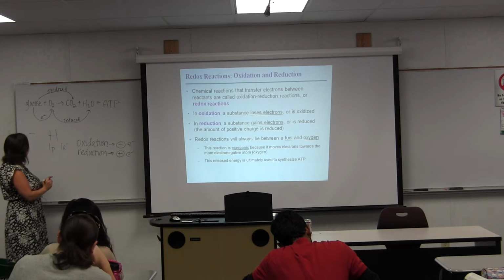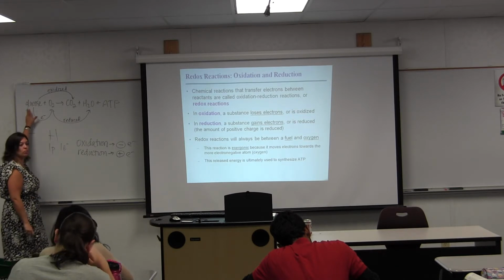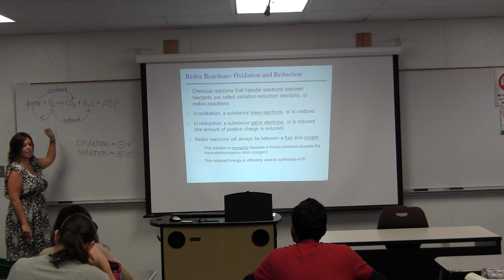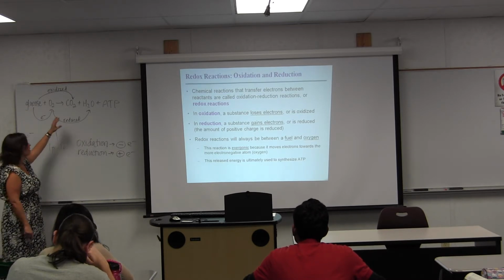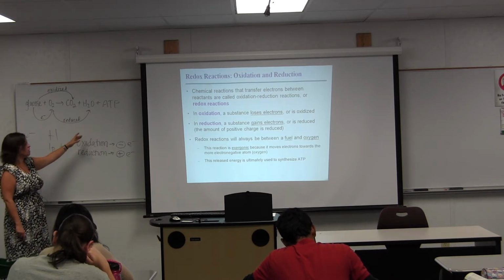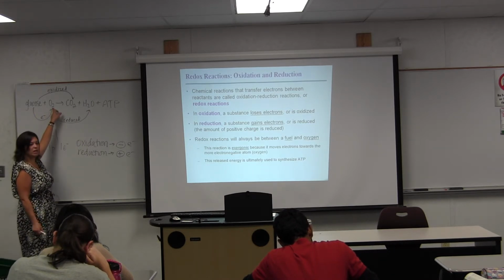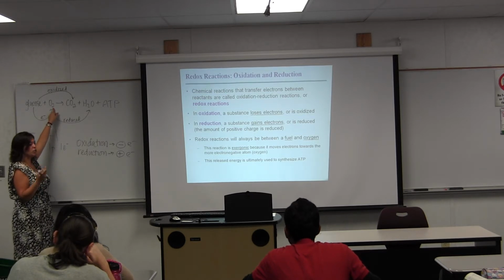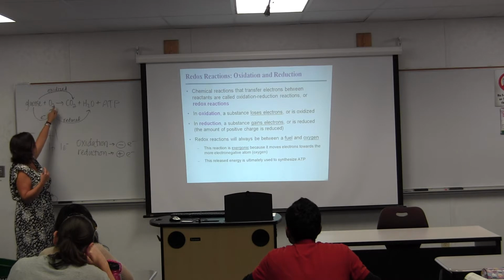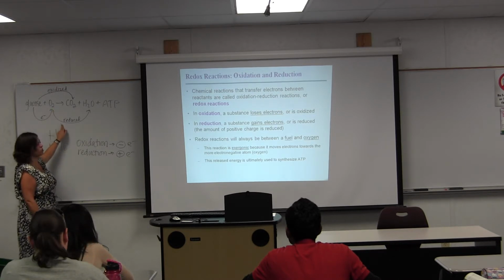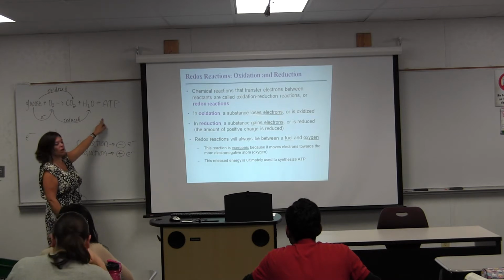This is why we say that glucose, because we're removing electrons from it, is donating its electrons to oxygen. Anytime you donate electrons, you're becoming oxidized. Whereas oxygen is receiving those electrons from glucose, so you add these electrons onto oxygen. So we say that oxygen is being reduced to form water.